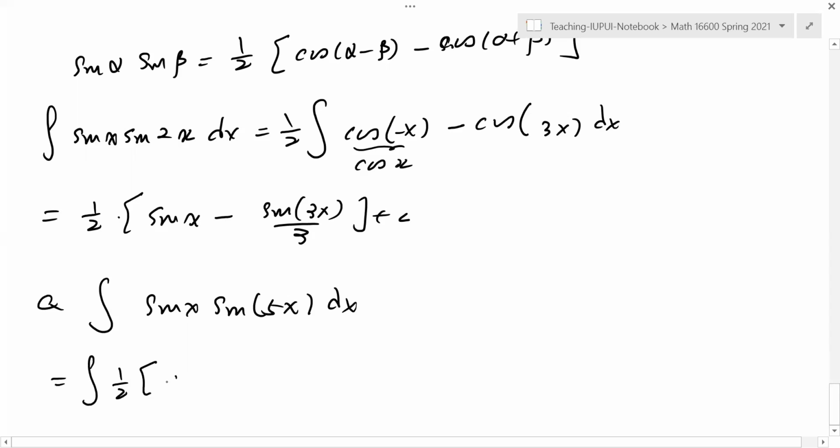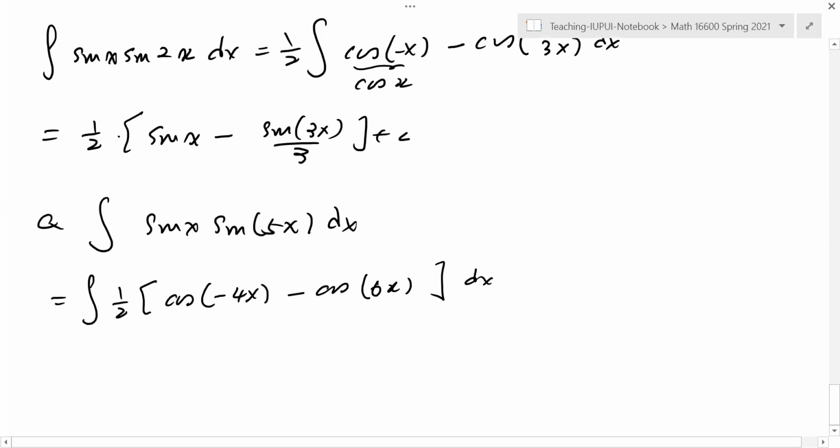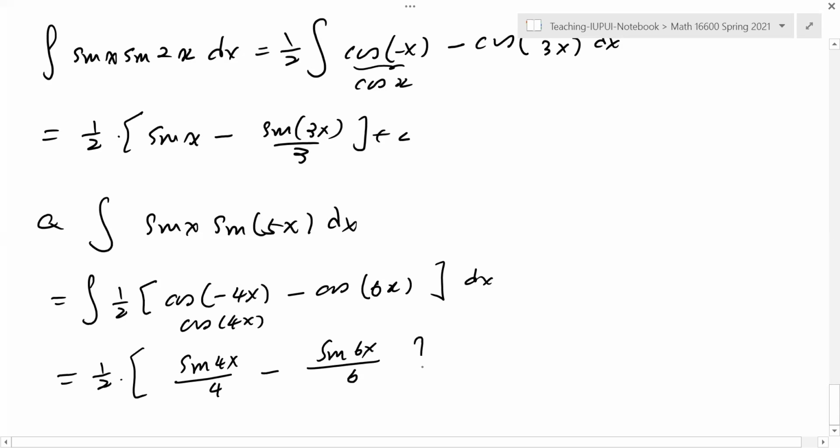That's why I recommend the second method: cosine of the difference of these two angles, negative 4x, minus cosine of the sum of these two angles, x plus 5x, which is 6x. Then take the antiderivative of the first one. Cosine negative 4x is cosine 4x, since it's an even function. So it's going to be sine 4x over 4 minus sine 6x over 6 plus constant. You see, it's pretty quick.